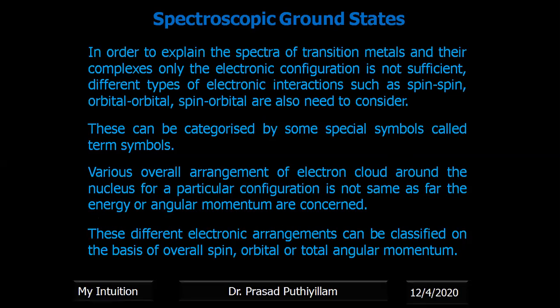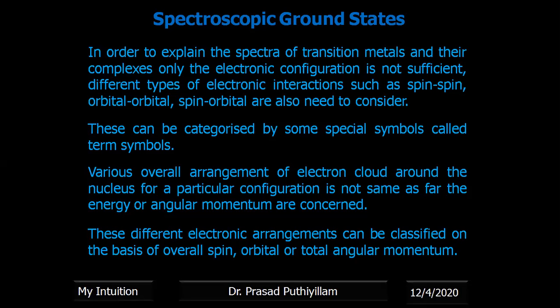Spectroscopic ground state: in order to explain the spectral transition of metals and their complexes, only the electronic configuration is not sufficient. Different types of electronic interactions such as spin-spin, orbital-orbital, and spin-orbital also need to be considered to explain the spectral behavior of transition metals. Only the ground state electronic configuration that we write is not sufficient to explain that.